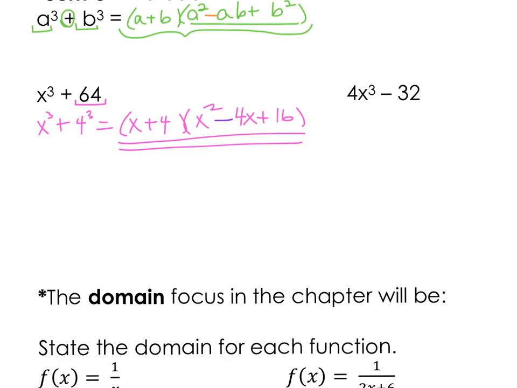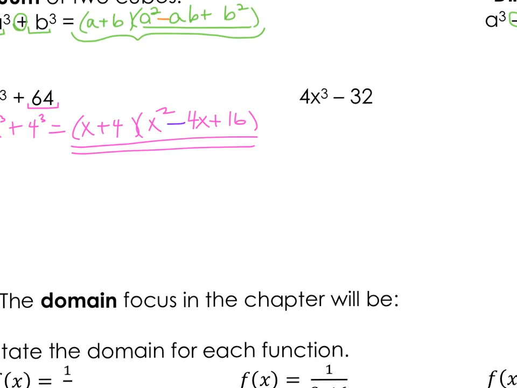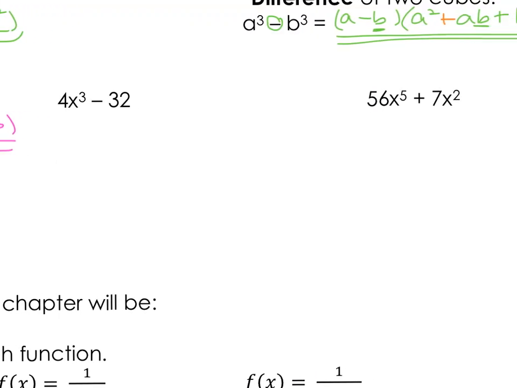Over on the right, we have 4 times x cubed minus 32. We're not going to do that last one, so don't worry about that one. We're just going to do the one in the middle, 4x cubed minus 32. Now, when you look at the 4 and the 32, they're not on our perfect cube list. However, 4 is a factor of 32. We can take that out as a common factor. And that gives us x cubed minus 8. 8 can be rewritten as 2 cubed. So that's x cubed minus 2 cubed.